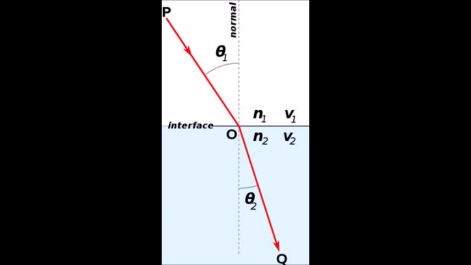In the example shown here, the definitions of the variables used in Snell's law, an incident light beam approaches the interface between two materials at angle theta 1 to the normal. It passes through the interface and is refracted to angle theta 2 to the normal. The first material has an index of refraction of n1 and the speed of light in the material is v1. The second material has an index of refraction n2 and the speed of light in the material is v2.